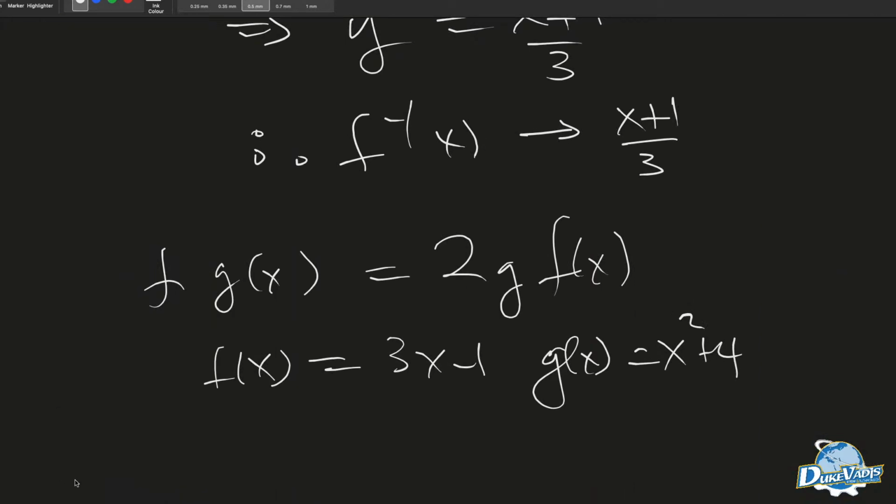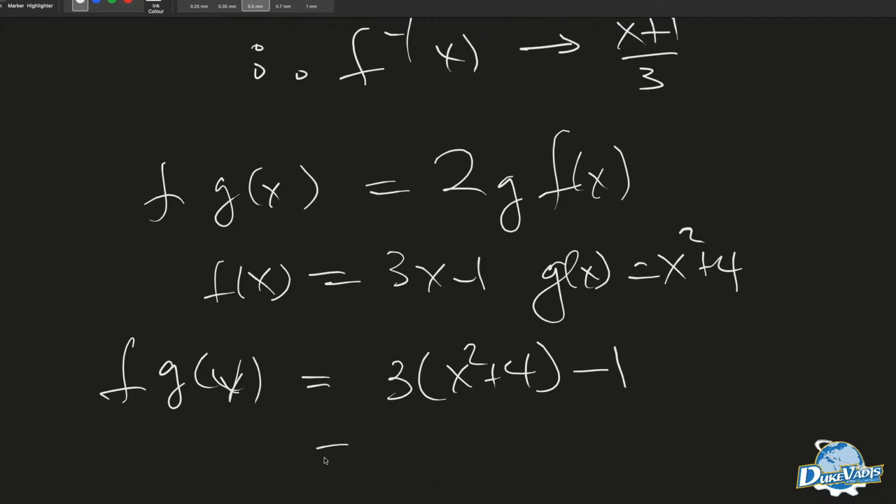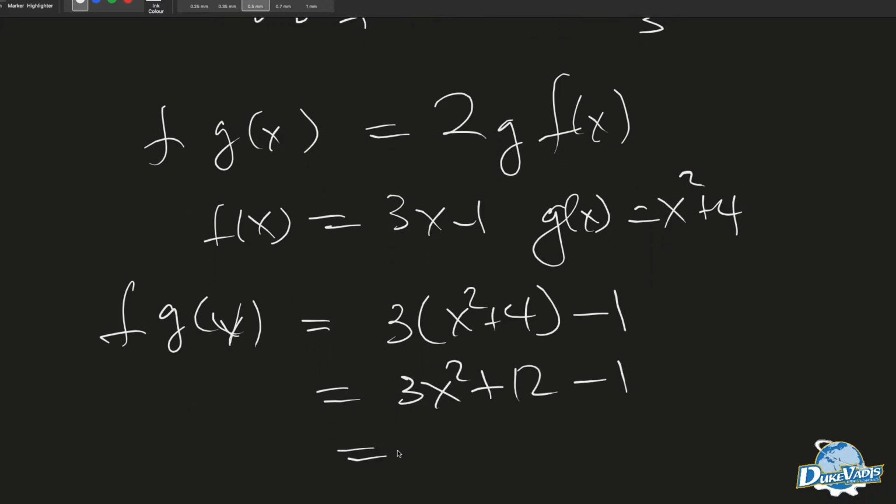So we have to calculate f of g of x. fg of x means taking f and putting in g. So f is there, you put in g. So this will be 3 times (x squared plus 4) minus 1. The f is there and the g is coming in. That gives us 3x squared plus 12 minus 1, and our answer will be 3x squared plus 11.